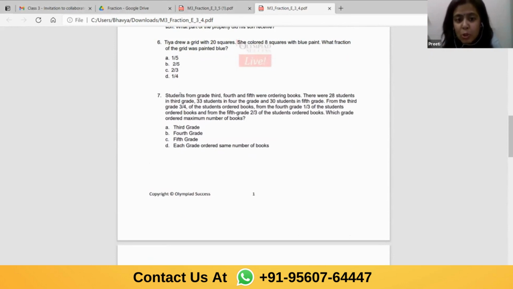Okay. Students from grade 3rd, 4th and 5th were ordering books. There were 28 students in 3rd grade, 33 students in 4th grade, and 30 students in 5th grade. From the 3rd grade, 3 by 4 of these students ordered books. From the 4th grade, 1 by 3 of these students ordered books. And from the 5th grade, 2 by 3 of these students ordered books. So which grade ordered maximum number of books?